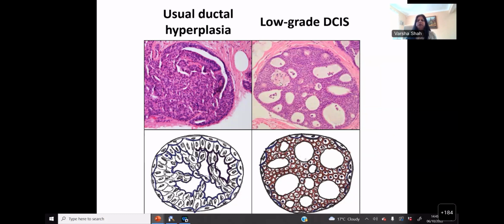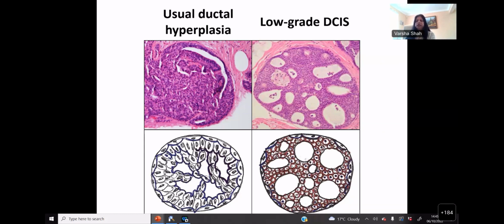And then if you look at the bridges or the bars, they are very rigid. They are not tapering bars, while here they will be tapering bars. You can sometimes get a little bit of necrosis in usual duct hyperplasia. That does not exclude the diagnosis of usual ductal hyperplasia. And also you can get occasional mitotic figures. So both these features, if present in small amounts, do not rule out the diagnosis of usual ductal hyperplasia. You have to rely on the other morphological criteria.